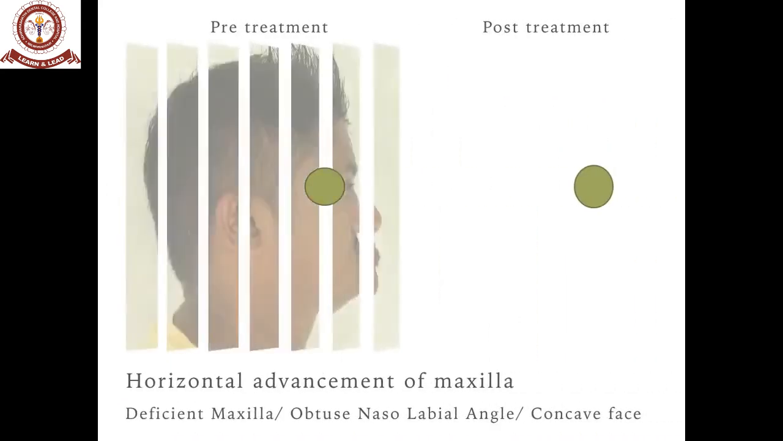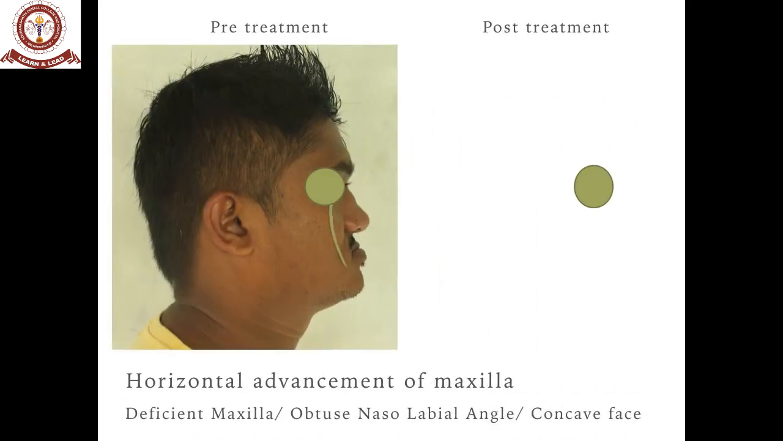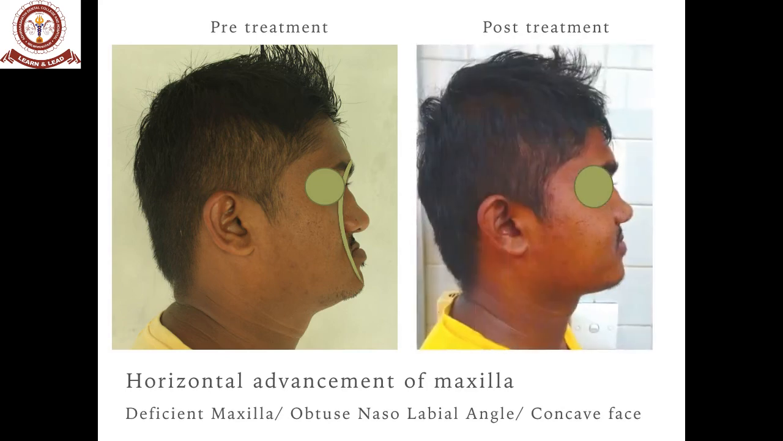We can see certain pictures of the patients. You can see a concave face, deficient maxilla, and obtuse nasolabial angle. Then immediately after surgery, on the first post-op day, you can see how the concave face improves as you bring the maxilla forward. This patient doesn't have the maxillary anteriors, so if we give the maxillary anteriors, the lip support will be improved. So you can get immediate results with orthognathic surgery.